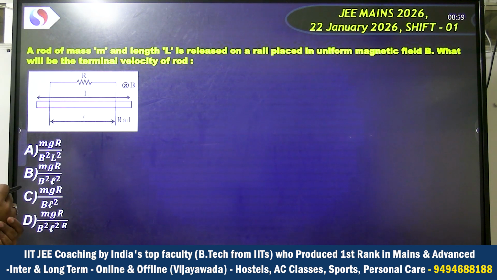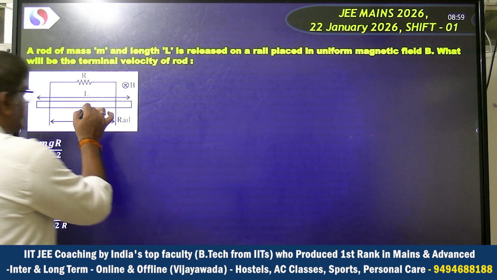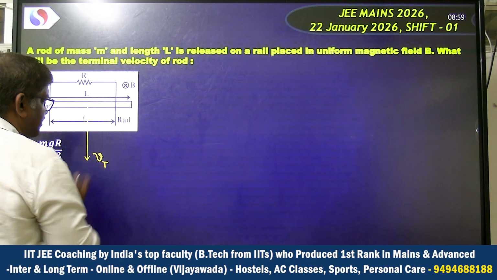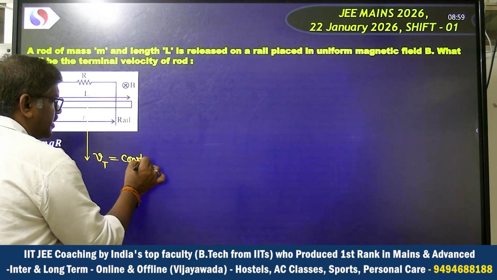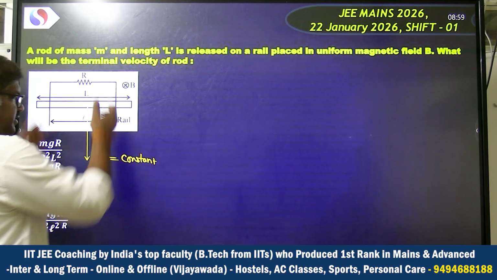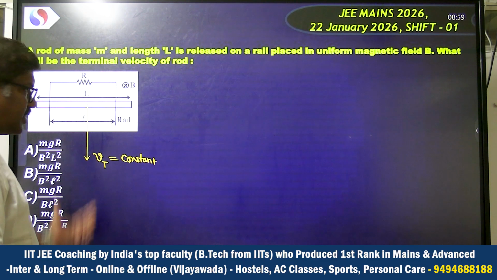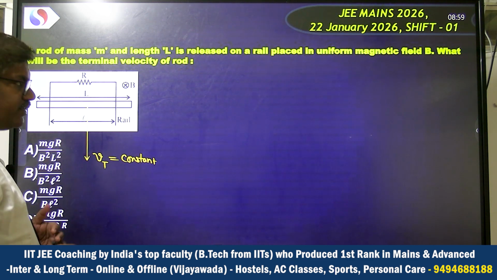A rod of mass m and length L is released on the rail placed in a uniform magnetic field. Find out the terminal velocity. Fine. So this is the rail, the rod which is falling down, and they are asking the terminal velocity. You know that terminal velocity is something which becomes constant. Obviously, in this case, we are assuming that the region of the magnetic field as well as the length of these rails are sufficiently large, so that the rod is not leaving this loop.